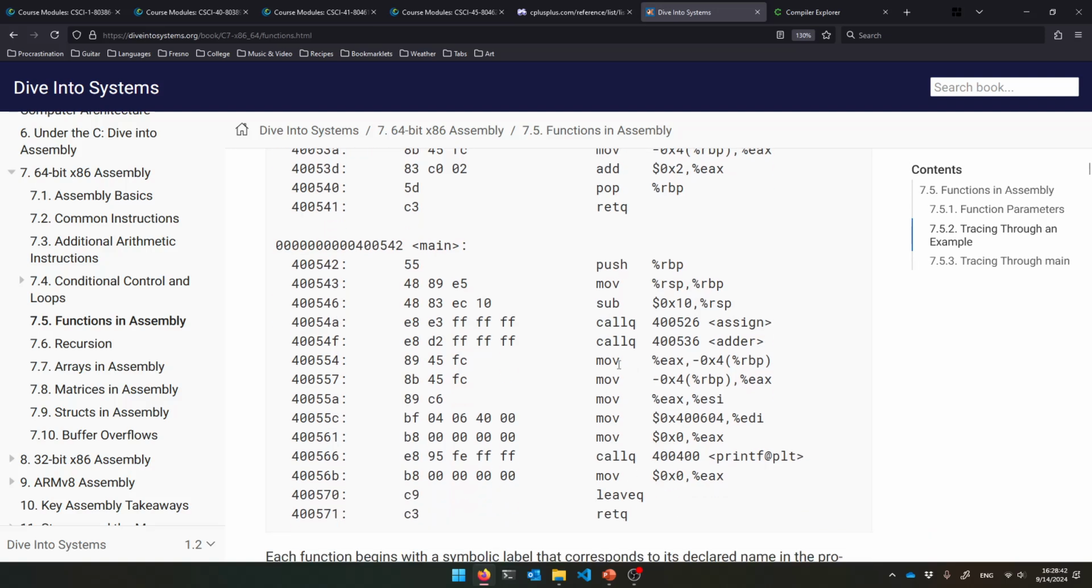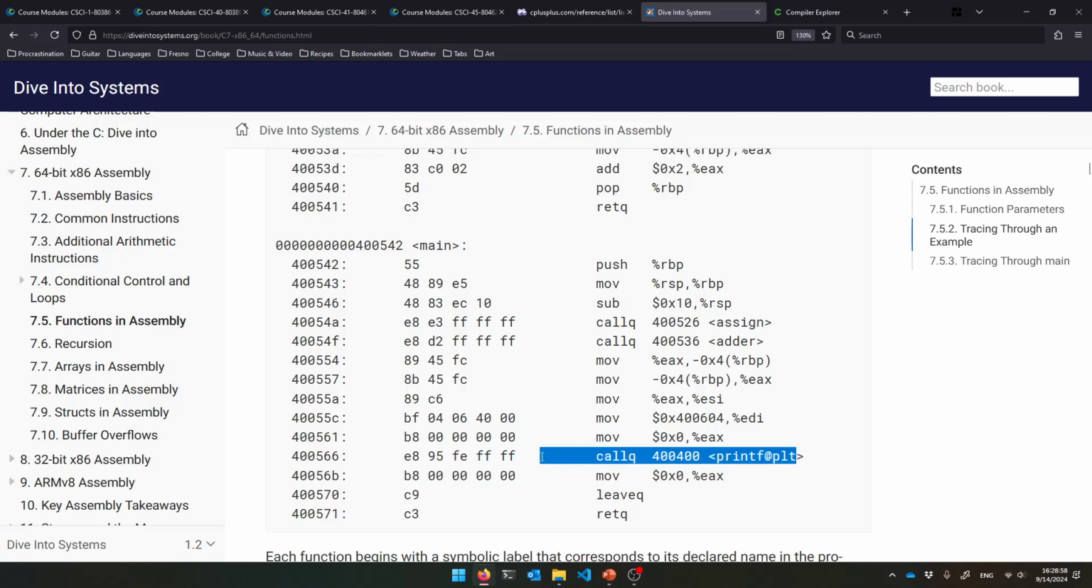And then back in main, the way that you call functions again, it's callq, right? So they wanted the ability to call 32-bit things as well as 64-bit things, I guess. It's all very backwards compatible. So it's callq for all of your 64-bit function calls.